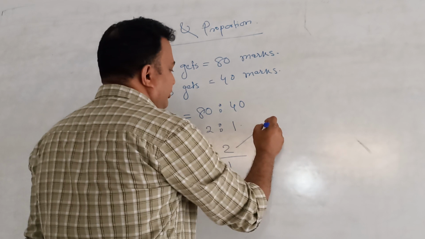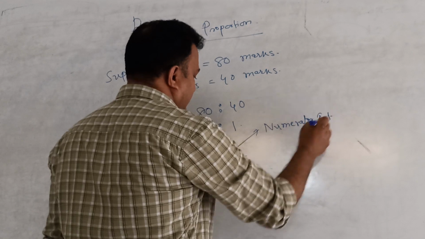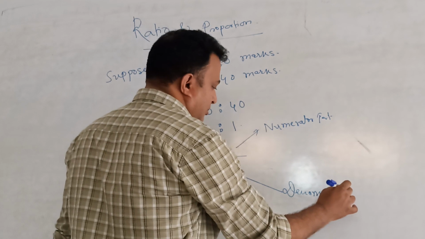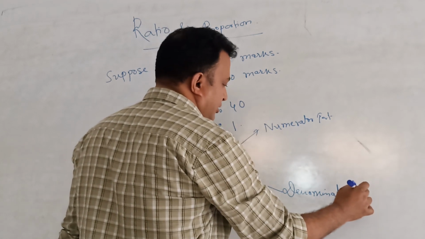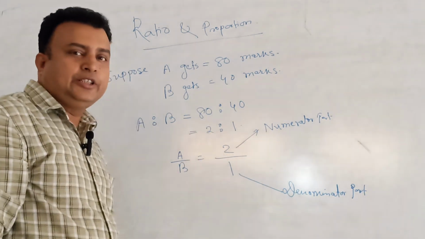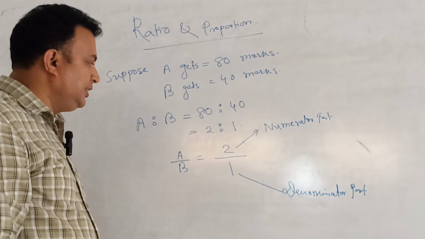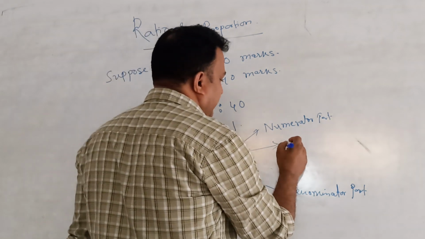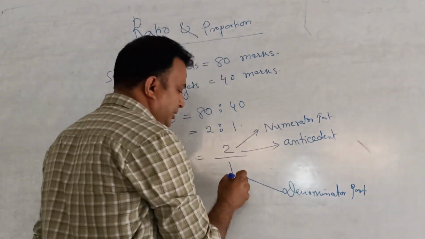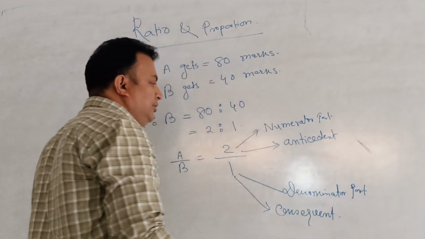This is the numerator part and this is the denominator part. So this numerator part is called the antecedent and the denominator part is called consequent. It is called antecedent, and it is called consequent part.